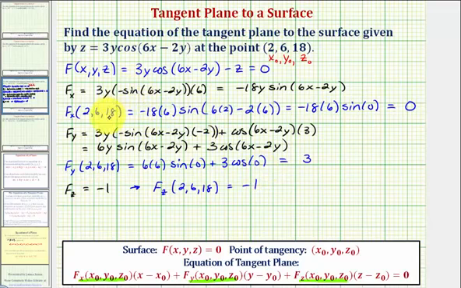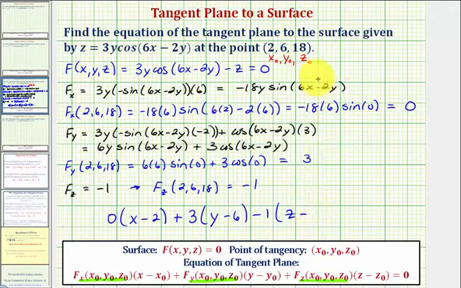So now we can use the values of our partial derivatives and the point of tangency to determine the equation of our tangent plane. If the partial with respect to x at the point of tangency is 0, I'll go ahead and write that in. So we'd have 0 times the quantity x minus x sub 0, so we have x minus 2, and then plus the value of the partial with respect to y at the point of tangency, which is 3, so 3 times the quantity y minus y sub 0, that'd be y minus 6, and then plus the partial with respect to z at the point of tangency, which is negative 1, so we have minus 1 times the quantity z minus z sub 0, so we have z minus 18 equals 0.